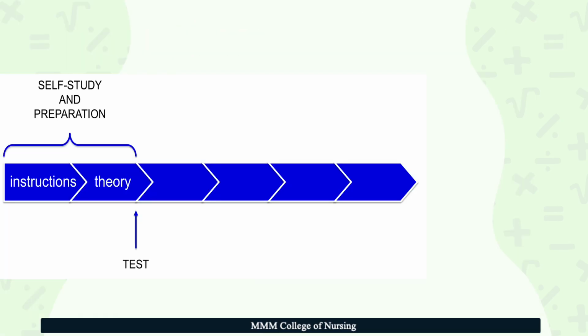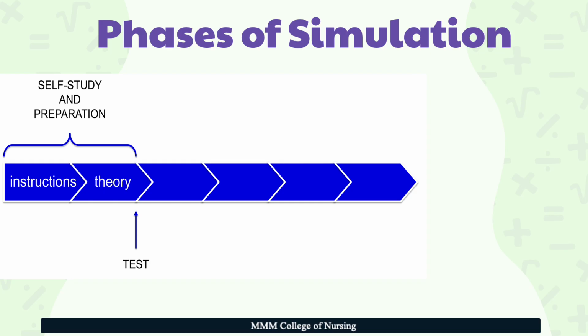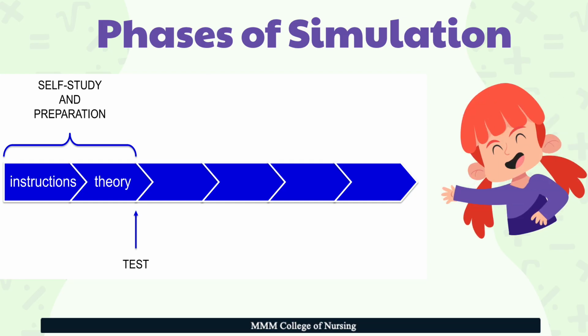Now, let's look at the phases of simulation. Before we move into the simulation process, instructions have to be given to the students with regard to the particular topic that we are going to be addressing in the simulation. The theory portion of that topic needs to be over and a test has to be conducted so that the students are thorough about that particular topic. Hence, this phase is referred to as the self-study and preparation phase.